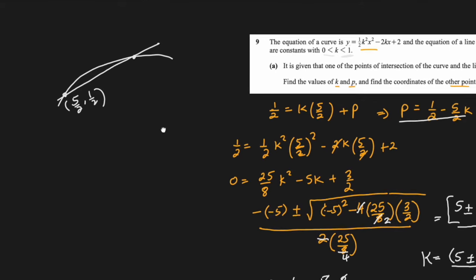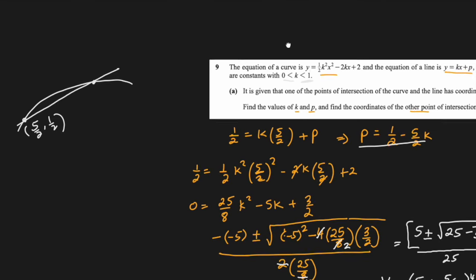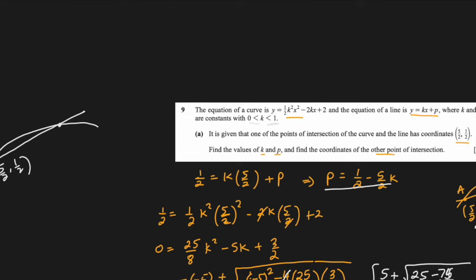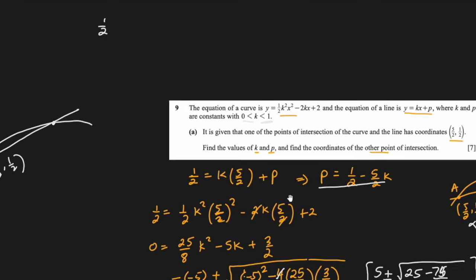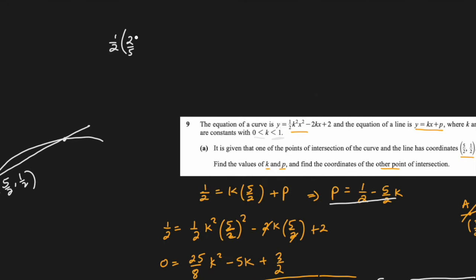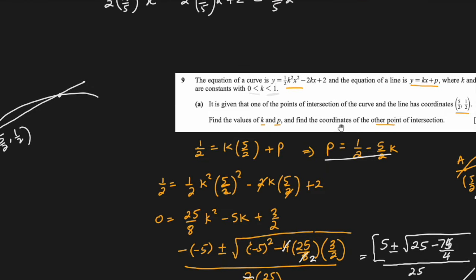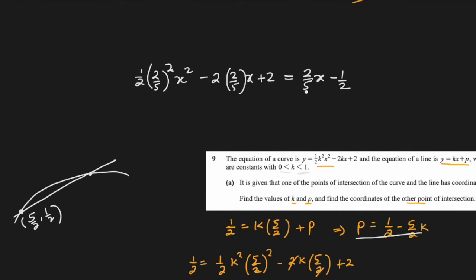To find the second one, we'll have to equate these two equations, the y value with the k and p values. So the first one becomes half k square, and k is how much we got? k was 2 over 5. So (2 over 5) square x square minus 2 times 2 over 5 x plus 2. This is what the right hand side becomes, and it will be equal to the right hand side of this one, the point of intersection, 2 over 5 x plus p, and the value of p is minus half.